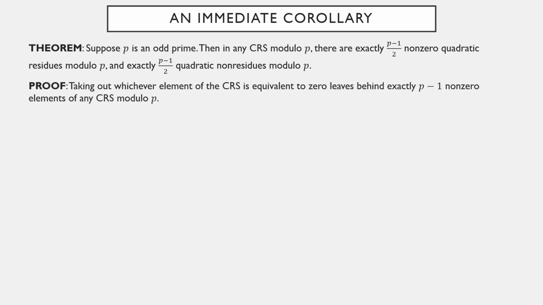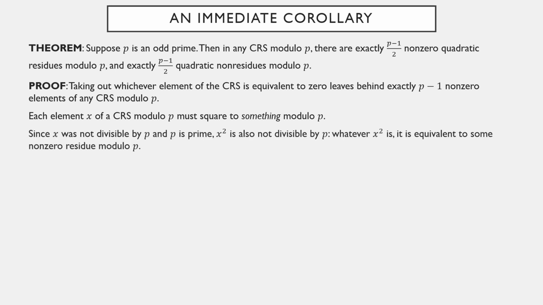As a proof, in any complete residue system mod p, there's going to be p elements. One of them is equivalent to 0. Set it aside, because the statement of the theorem specifically says non-zero quadratic residues. So having removed 0 from consideration, there are exactly p-1 non-zero elements left. Each of these elements x, we're going to square, and we have to get out something. So I have p-1 elements, and I'm squaring them.